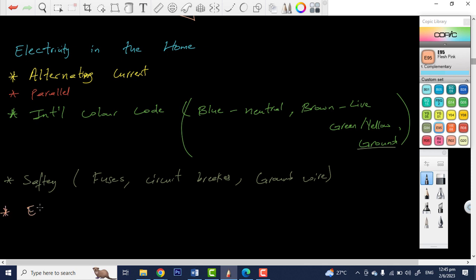It's recording. So we need to know about safety: the use of fuses, the purpose of fuses, why they are used, circuit breakers, and the purpose of the ground wire.